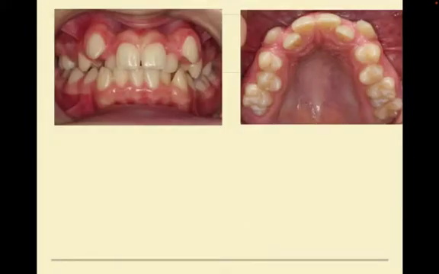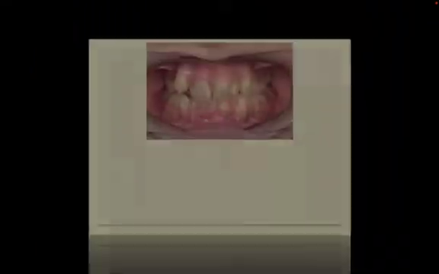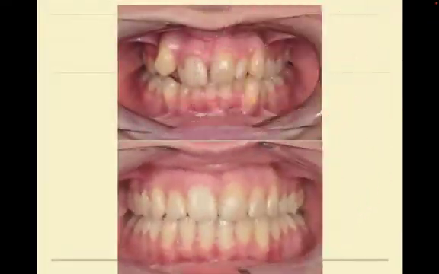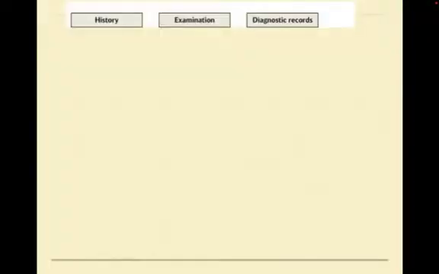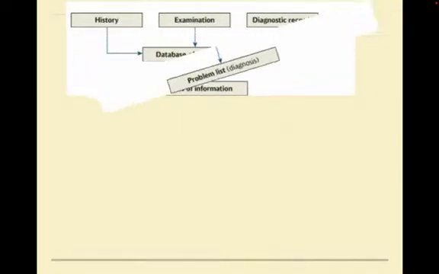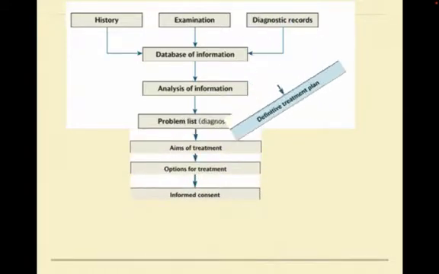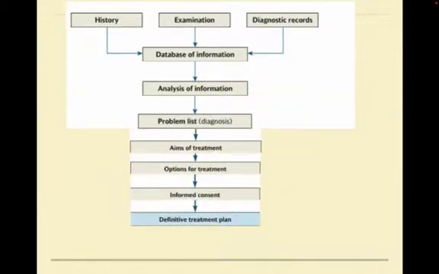I'm going to talk today about orthodontic assessment. In order to do proper treatment planning for your patient to get these results, from here to here, you should be able to do a proper diagnosis for your patient. So you're going to do an examination, then collect this data, then analyze it, then go for a problem list, aims of treatment, options of treatment, and then informed consent and go for the definitive treatment plan.